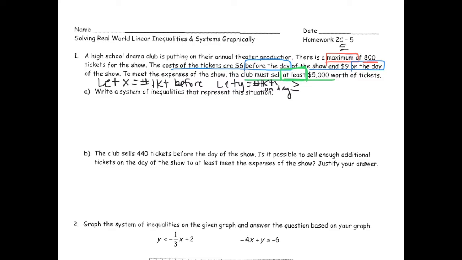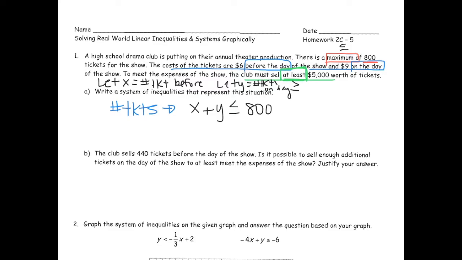First, we're going to write an equation that talks about the quantity, the number of tickets. Okay, so we know x is the number of tickets sold before plus y, the number of tickets sold on the day, and it has to be no more than 800. So that's going to be x plus y less than or equal to 800. Between those two types of tickets, we can only sell up to 800 tickets.